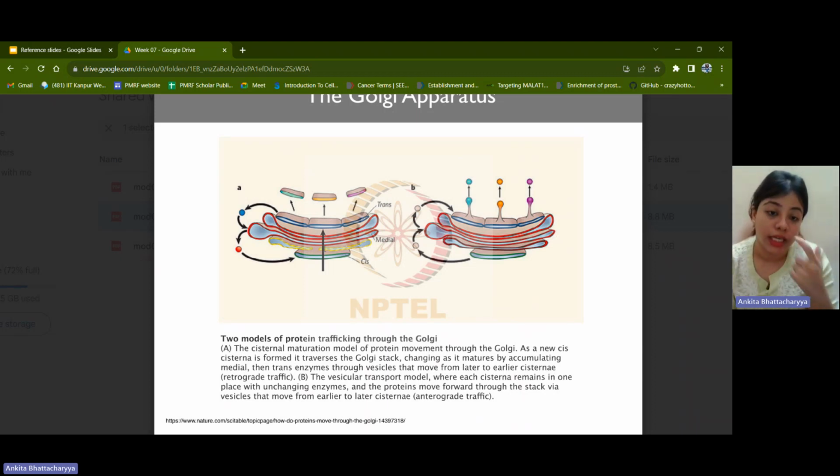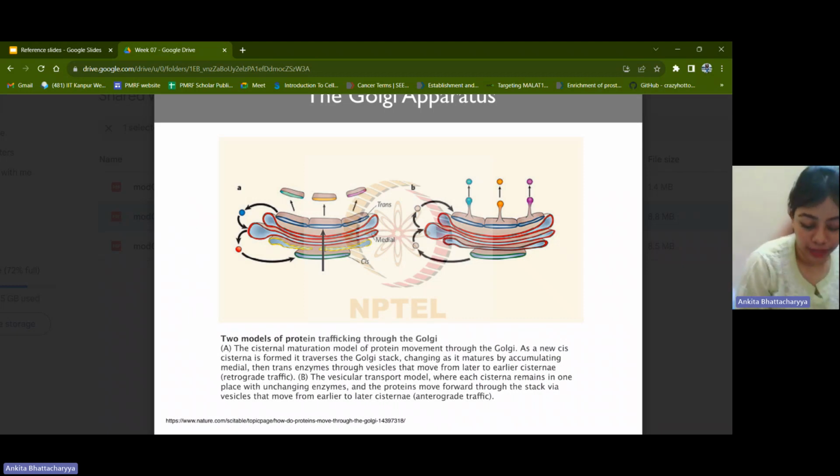is. So here, each cisterna remains in one place with no change in enzymes, and the proteins are moving forward through the stack via vesicles that move from earlier to later cisterna. So they believe in anterograde means forward movement and retrograde means backward movement. So these are the two types of models.